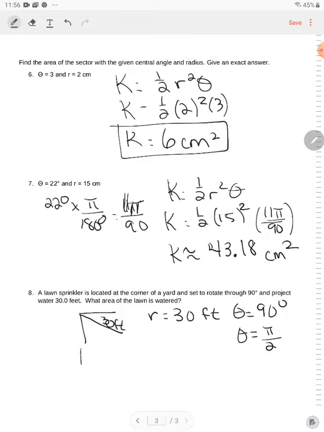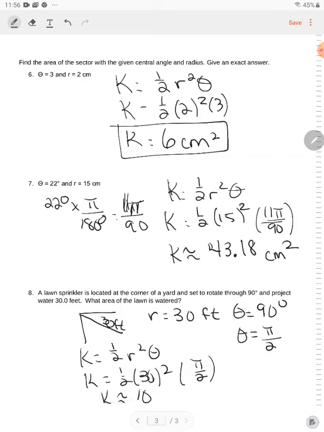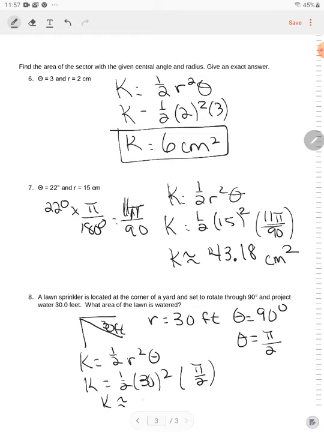So your area is equal to 1/2 R squared theta. So area is equal to 1/2 times 30 squared times pi over 2. So your area is approximately 700. We'll go ahead and round this to the nearest whole number. Okay, so 707 feet squared. So that's all for arc length and area of the sector. Remember to make sure that your angle is in radians, and have a great day.